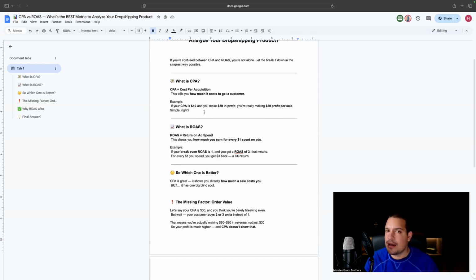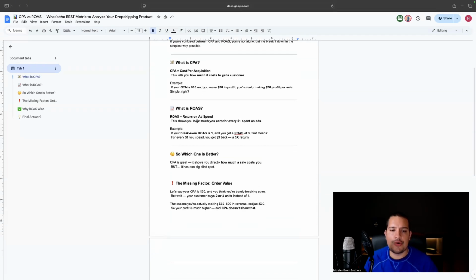So if your product makes you a $30 profit margin, after you sell it you make $30, and you remove the cost of acquiring a buyer, let's say $10, well, you have $20 in your pocket.